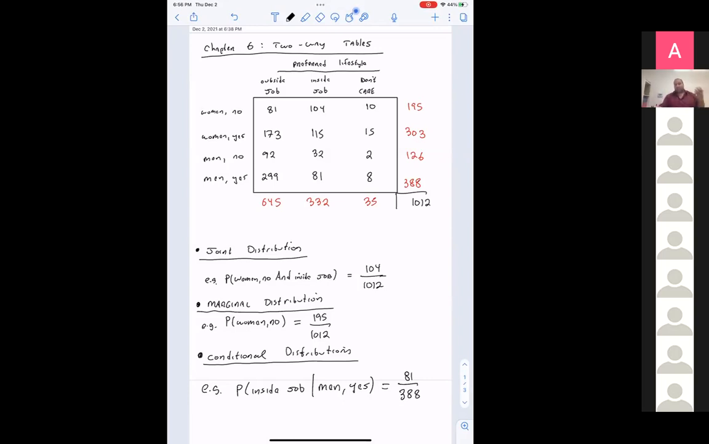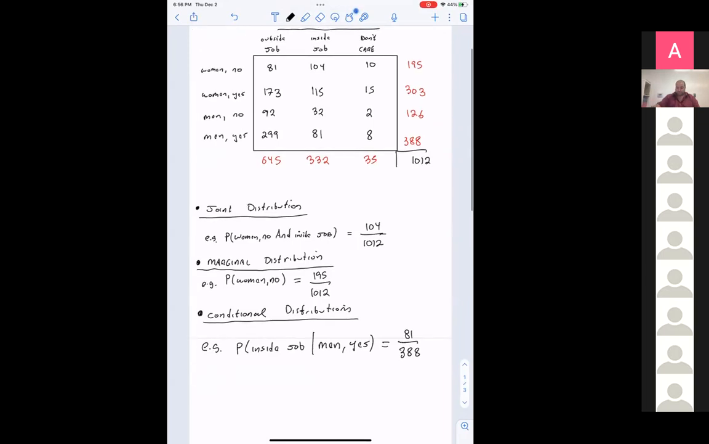In this class, it's always going to be two-way tables. That's the name of the chapter, two-way tables. 2 categorical variables, one for this way, one for this way. In this case, we have 7 conditional distributions depending upon what you condition. Are there any questions on that? The difference between a joint distribution, a marginal distribution, and a conditional distribution. Does that make sense so far?